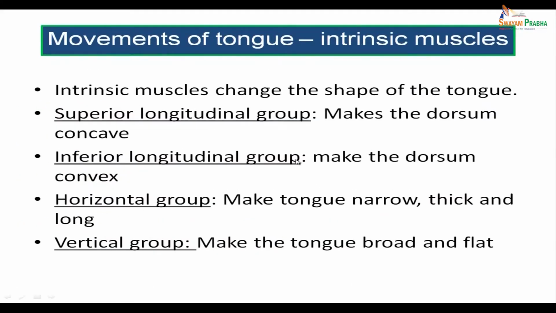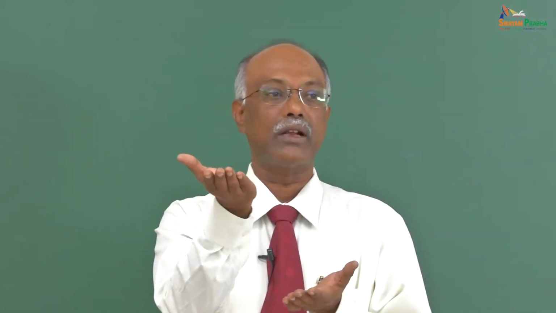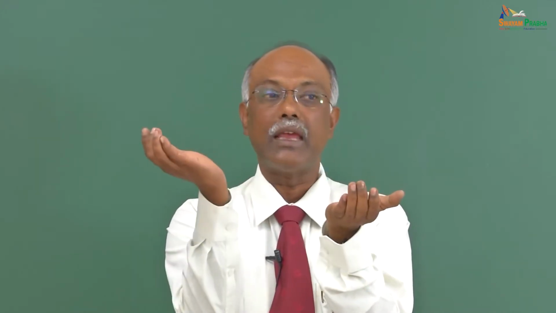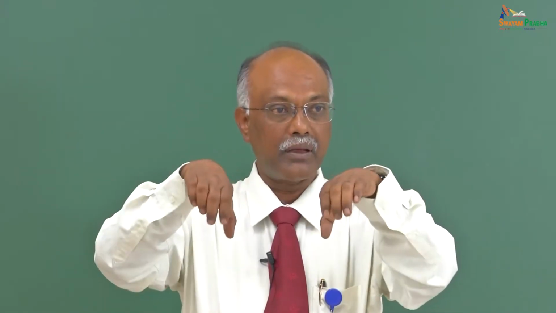Now, let us come to the intrinsic muscles. What will the intrinsic muscles do? If the superior longitudinal group contracts, what happens to the dorsum of the tongue? If the superior longitudinal group contracts, the dorsum of the tongue will become concave. If the inferior longitudinal group contracts, what will happen? The dorsal surface becomes convex.